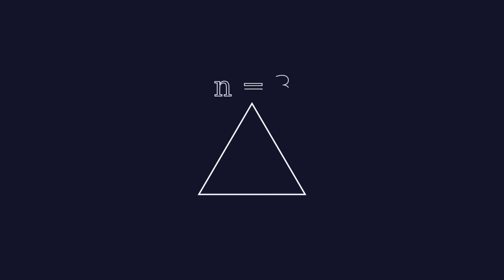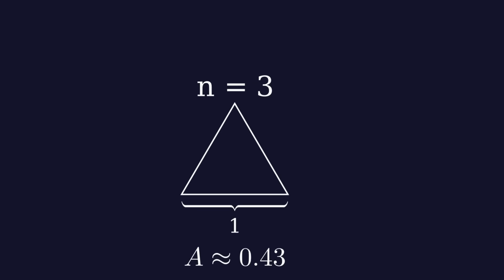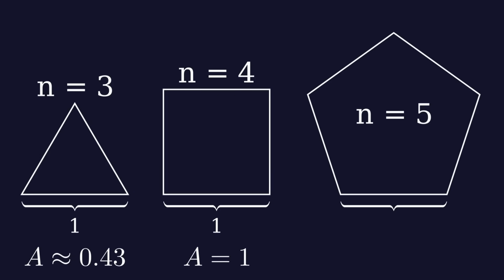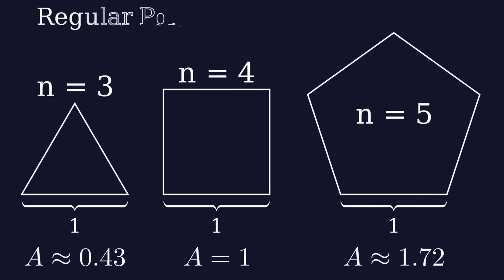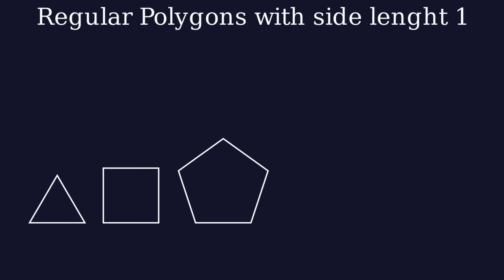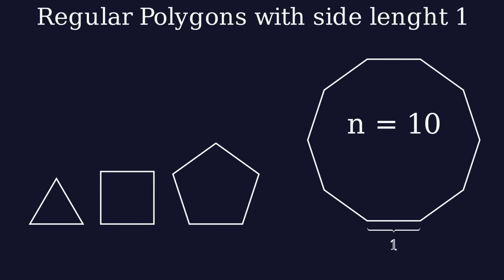This triangle with all sides measuring 1 has an area of approximately 0.43. Moving on to a square with a side length of 1, its area is exactly 1. Next we have a regular pentagon with a side length of 1, which has an area of around 1.72. As we increase the number of sides, the area of the regular polygons grows larger. A regular decagon already has an area of 7.69. By further increasing the number of sides, the polygons start resembling circles more closely.